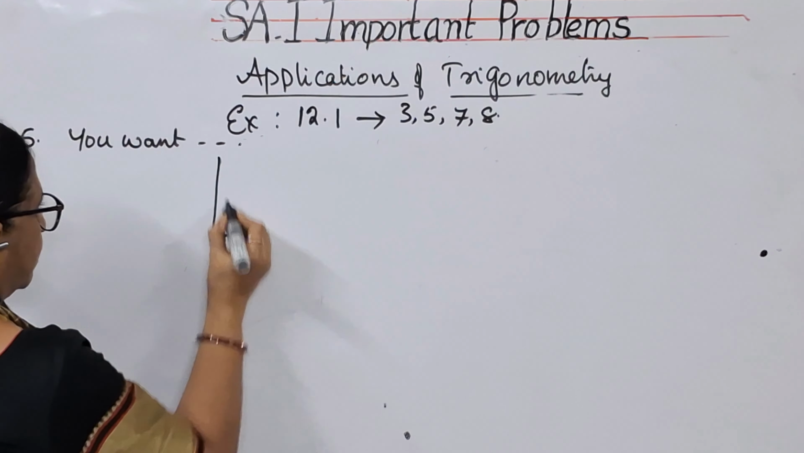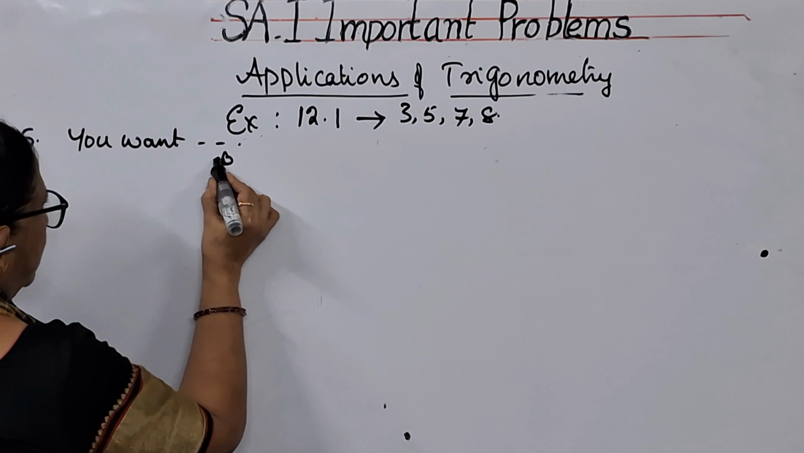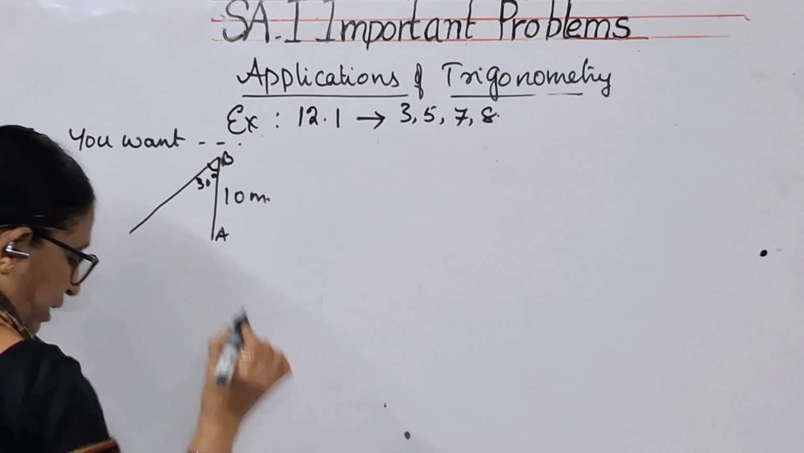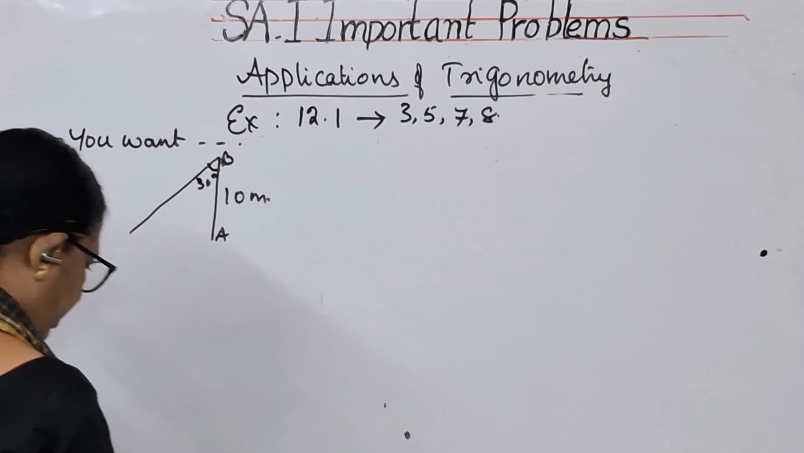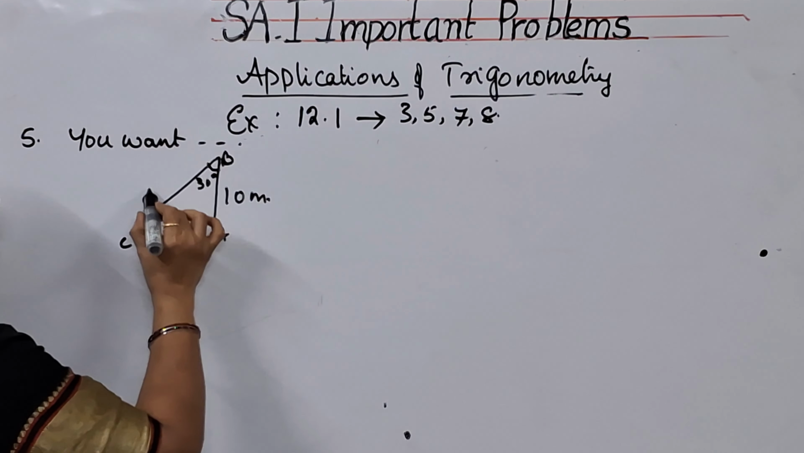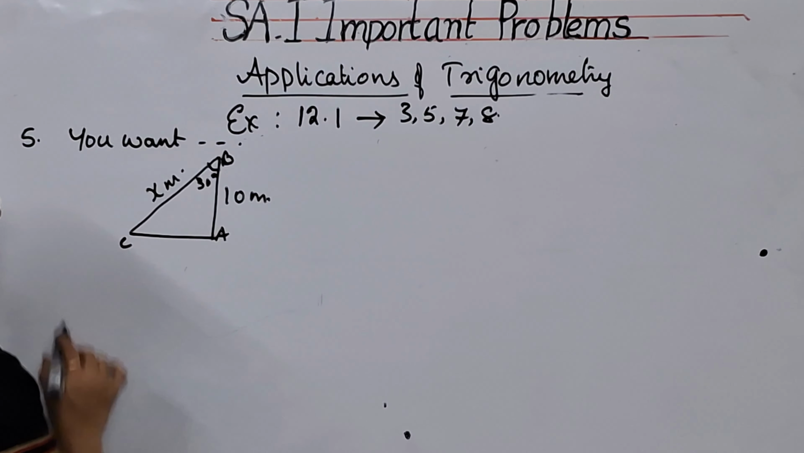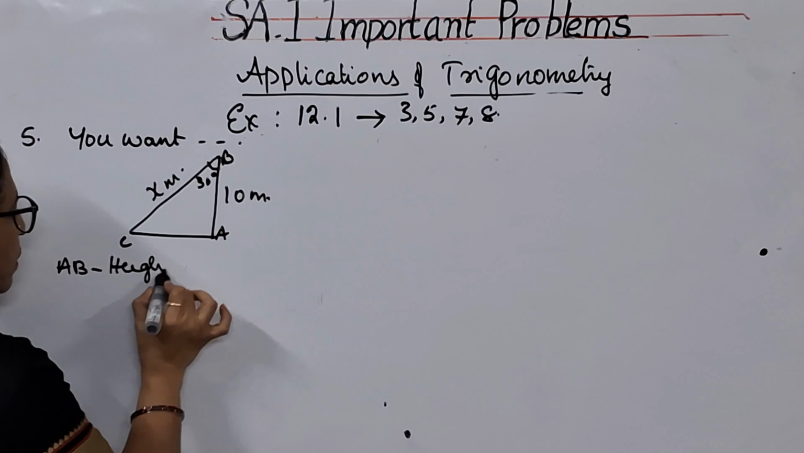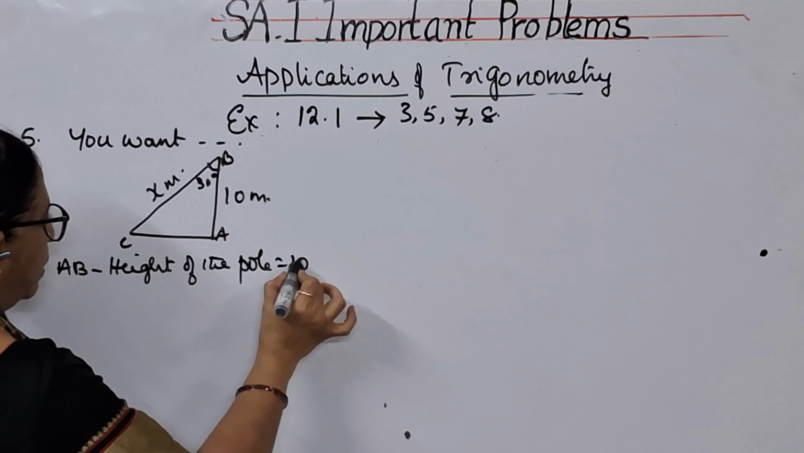Let us consider AB as 10 meters and it is making an angle of 30 degrees with the pole. Let us consider this as BC. They are asking for the length of the rope, let it be X. So what is AB? AB is the height of the pole. How much, children, is it? 10 meters.